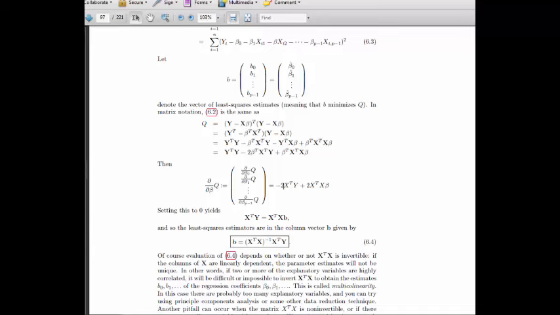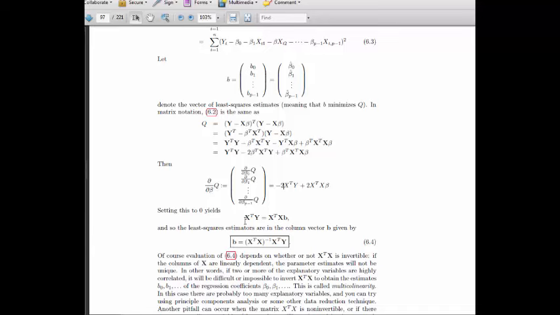This is our vector of derivatives of the sum of squared errors with respect to each one of our betas. Now if I want to set each one of these equal to the 0 vector, then that means that this term equals negative that term, and the 2's go away, and you get X transpose y equals X transpose X b.